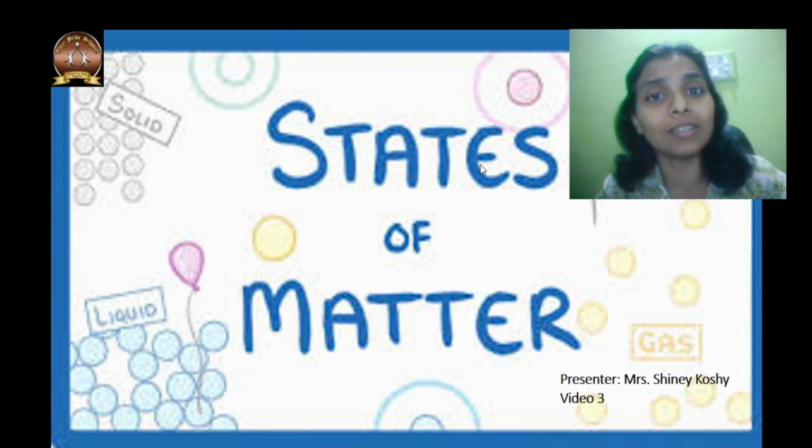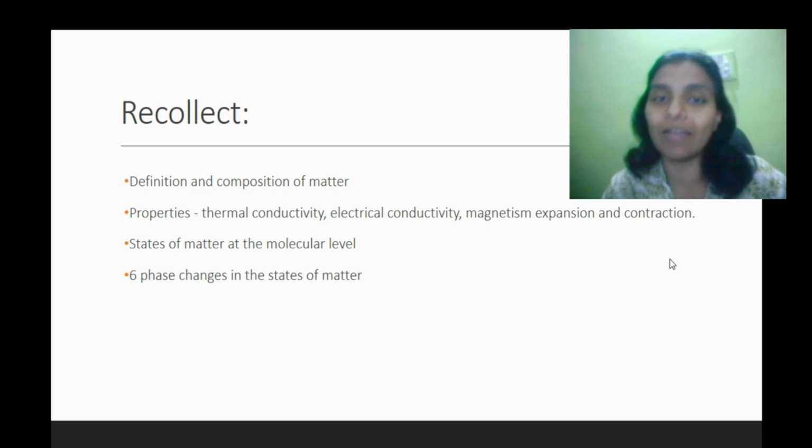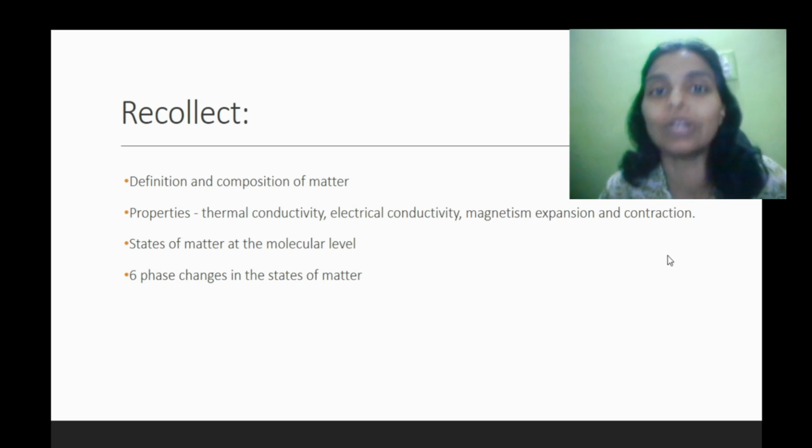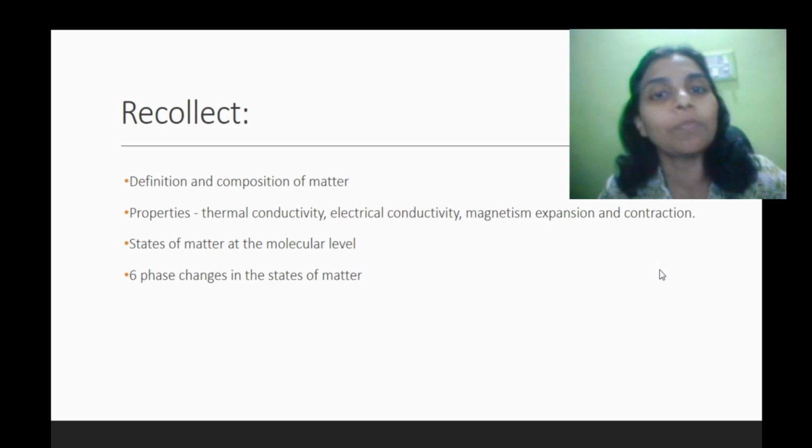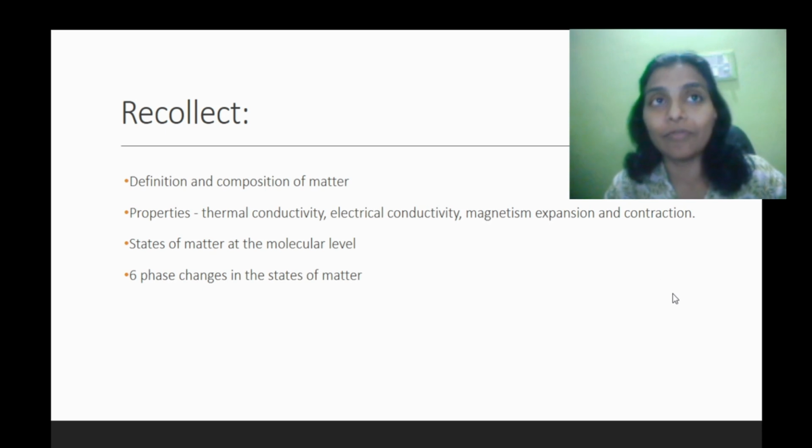Before we move on to the contents of this video, let's have a quick recap of what we learned in the first two videos. So far in this lesson, we have learned about the definition and composition of matter. We have learned about the properties of thermal conductivity, electrical conductivity, magnetism, expansion and contraction. You've also learned about the different states of matter and the differences between the states of matter at the molecular level, about 6 phase changes in the states of matter and the examples of these phase changes.